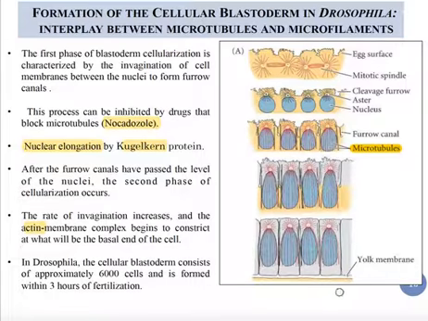So by the end of cycle 14 in Drosophila, the embryo will be formed by 6,000 cells present at the periphery, and this stage is reached 3 hours after fertilization.